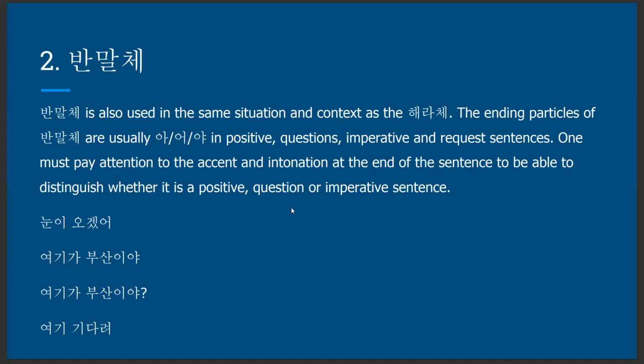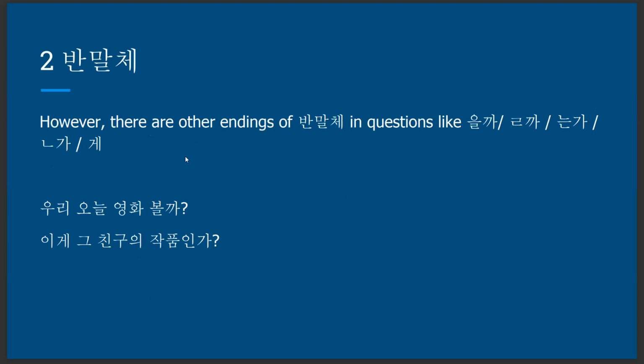Yep, this is for 반말체. However, there are endings for 반말체 in question, like if you want to make a question in 반말체, more casual, informal language, you can use 을까, 가, 는가, 게. For example, 우리 오늘 영화 볼까? 이게 그 친구의 작품인가? Like this. These kind of questions you can use to make a question sentence for 반말체.